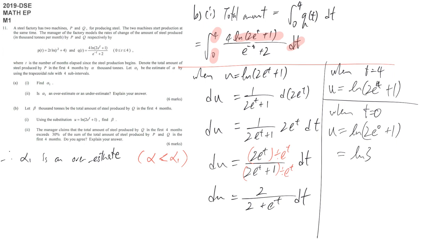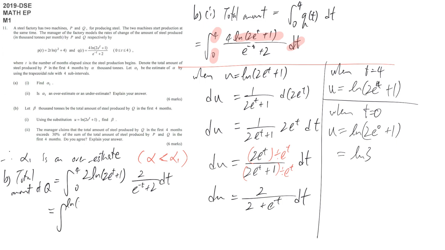We have finished all the preparation work, and we are going to put it all together. We have to isolate 2 natural log of 2e^t plus 1, and that's why we have 2 over e^(-t) plus 2 together with dt here. When we change it, the upper bound will become natural log of 2e^4 plus 1, and the lower bound will become natural log 3. This becomes 2u, a very simple thing to integrate. And this whole block together will become du.